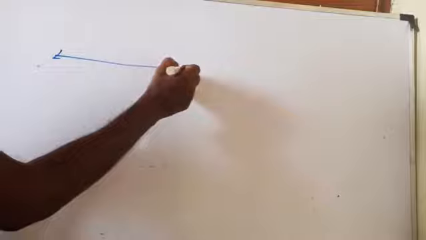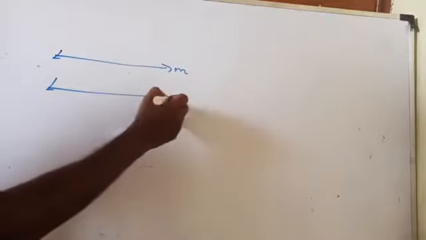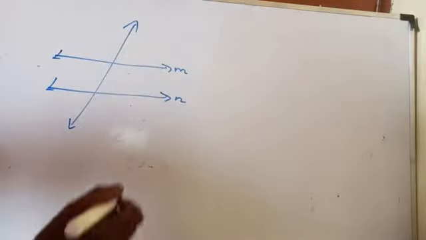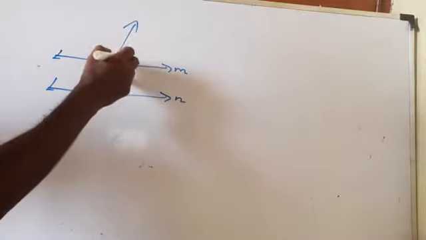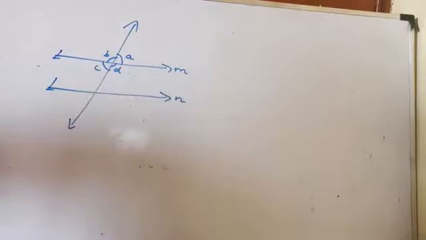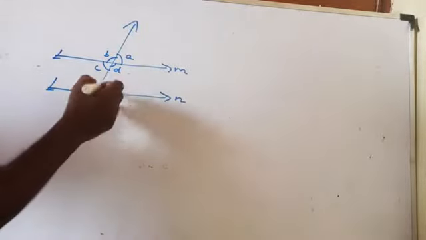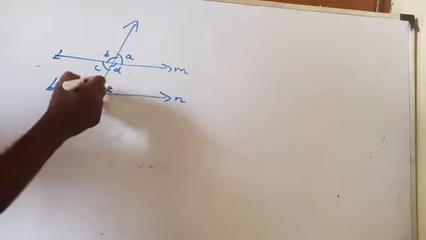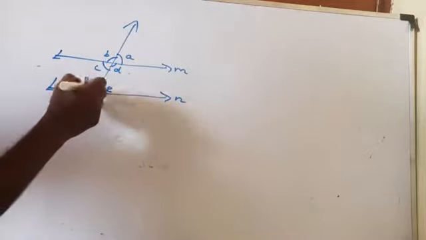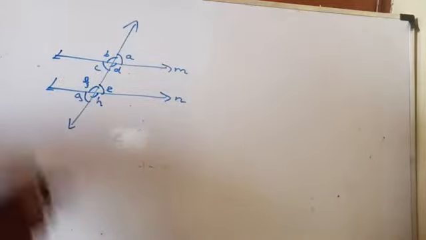Diagram is given for you. The lines M and N are parallel. The transversal forms 8 angles, labeled A, B, C, D, E, F, G, and H. Am I right here? Yes.